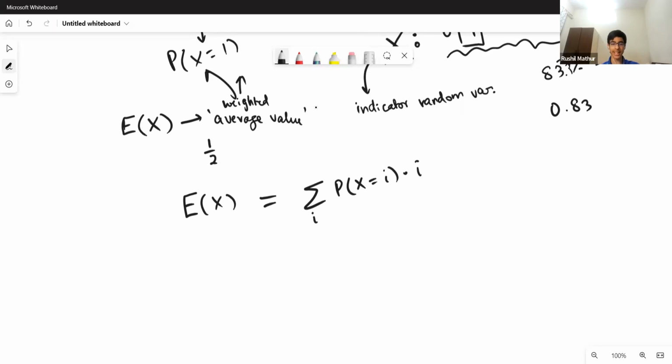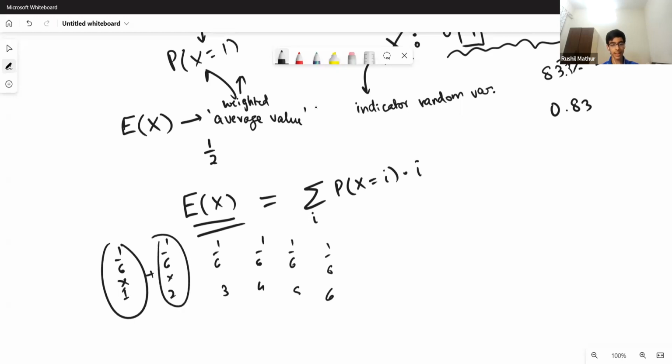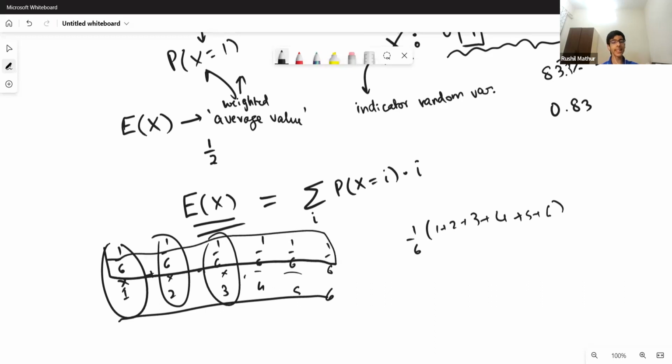What this really means is, let's see this for a dice, right? On a dice, there's a 1 by 6 chance that you get a 1, 1 by 6 chance that you get a 2, 1 by 6 chance that you get a 3, and 1 by 6 chance that you get a 4, 5, and 6. So basically what this calculates is this times this, plus this times this, plus this times this, and so on. So you'll end up with 1 by 6 times 1 plus 2 plus 3 plus 4 plus 5 plus 6. Here, you can actually just add up these numbers because the probabilities are equal. But in general, the probabilities may not be equal, so you'll have to first do the products and then add them up. But okay, here you'll get 3.5.